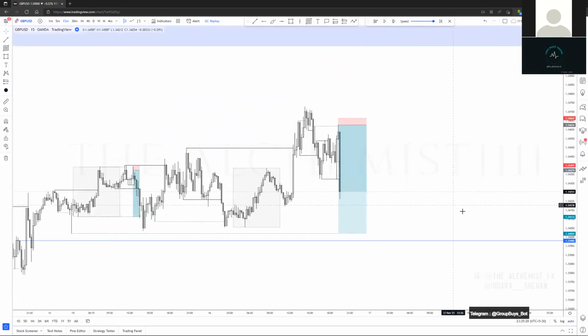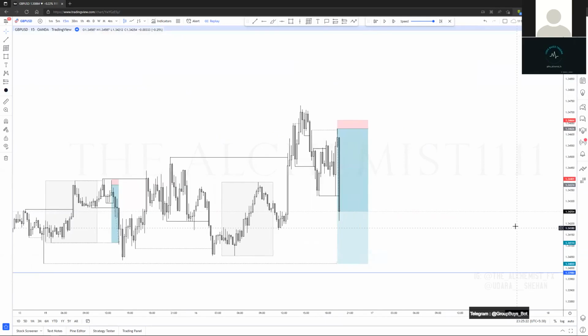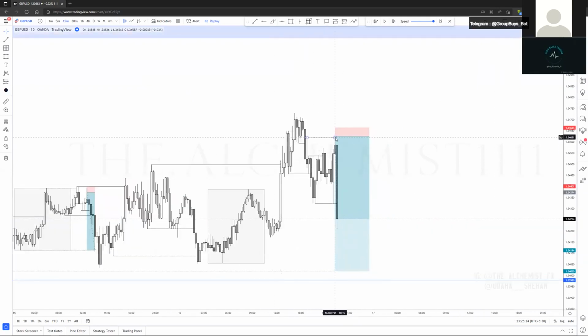Look at the drop. Look how quick the drop is. It started dropping big. Now, do you think any other people can take this sell?